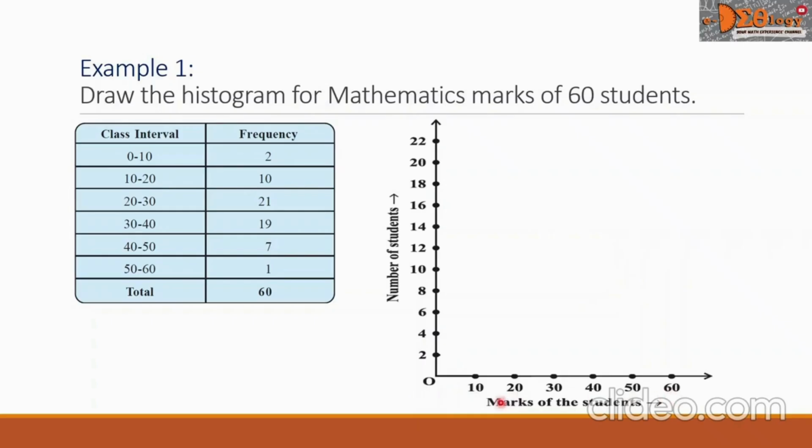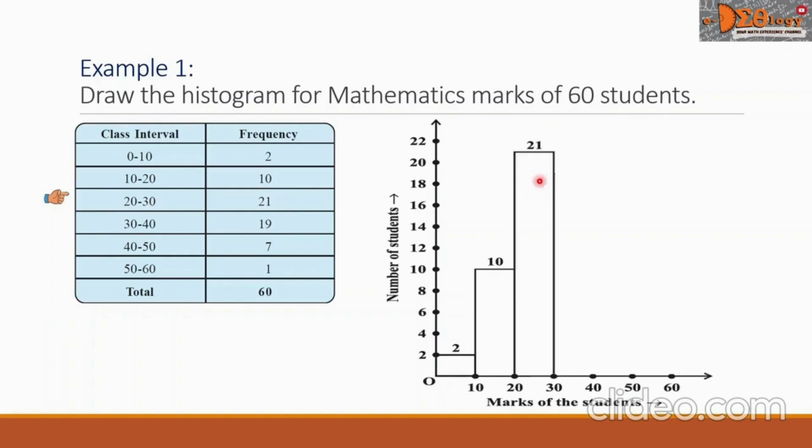Now, let us start drawing the histogram, starting with the first class interval. Let us write the box for this first interval. From 0 to 10, the frequency is 2. This is the box. Second class interval. From 10 to 20, the frequency is 10. This is our box. Third class, from 20 to 30, the frequency is 21.